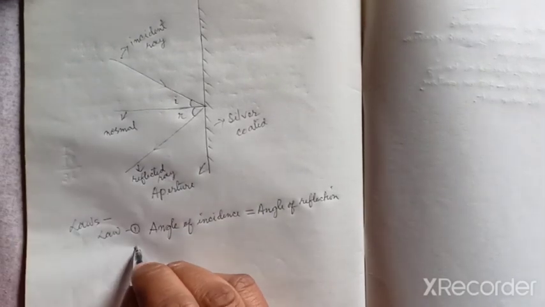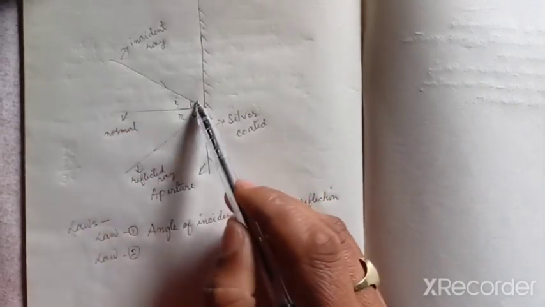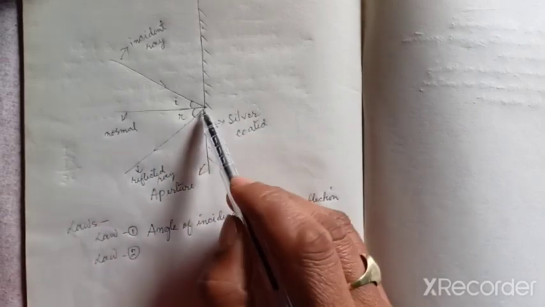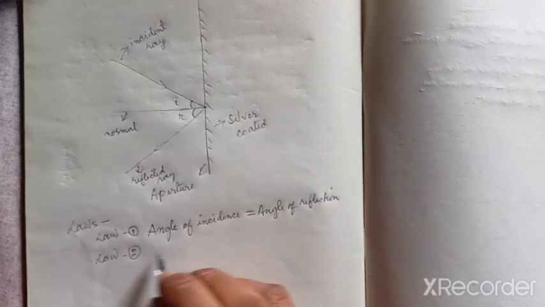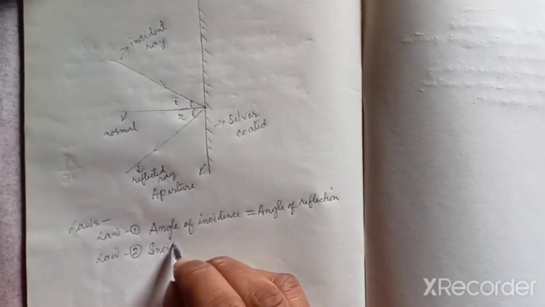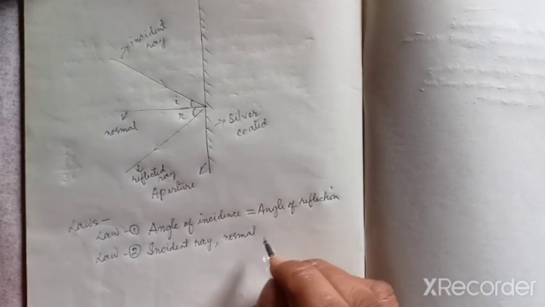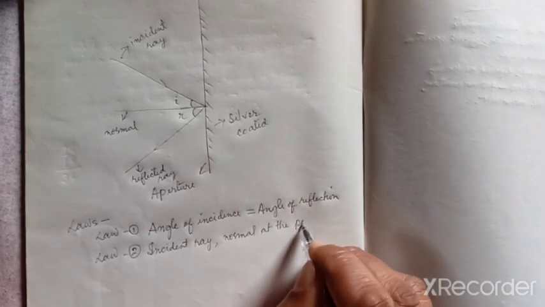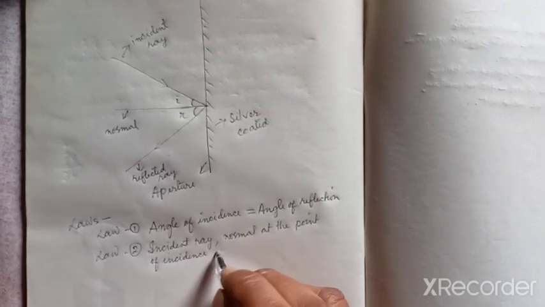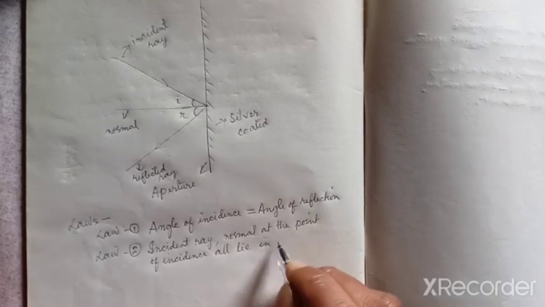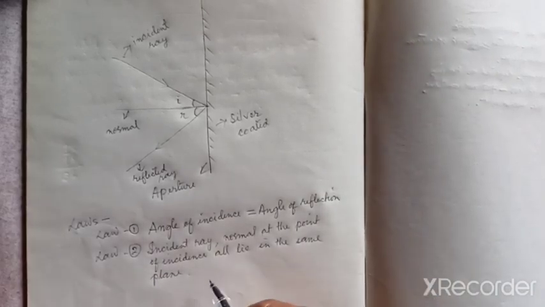And in law number 2, what does it say? The incident ray, the normal at the point of incidence, and the reflected ray all lie in the same plane. So this is law 2.